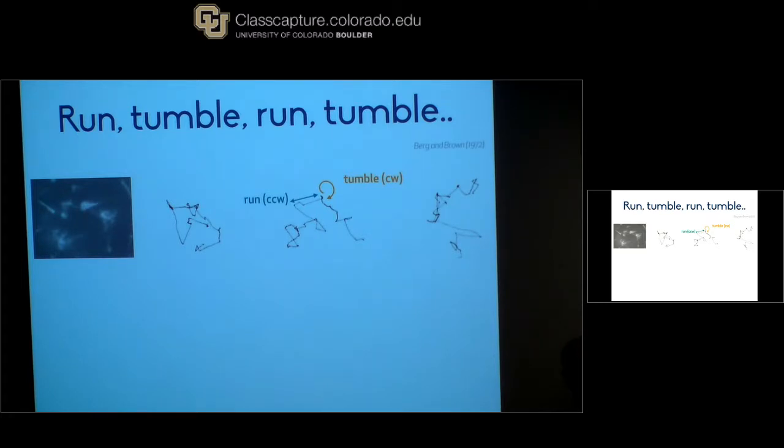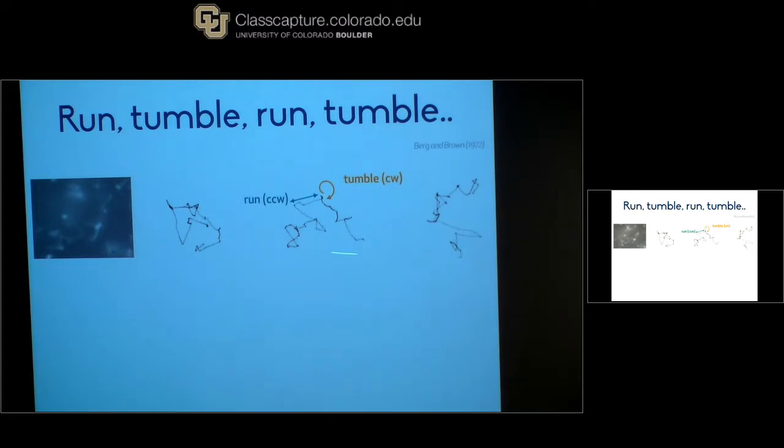Okay, so this is what bacteria do typically to move through fluids. They have flagella, and this is E. coli, as we have said before. E. coli has several flagella, and they can move either counterclockwise or clockwise. And for some reason, when they move counterclockwise, they are in a bundle. So that produces runs.